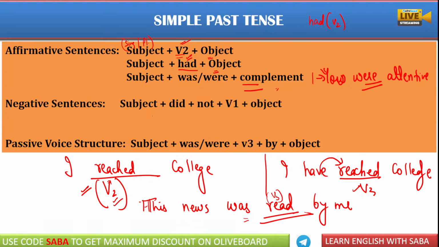V3 cannot act as a main verb. Krishan, not at all. V3 alone cannot act as a main verb. So if it is acting as a main verb, it will be the V2 form. You will call it V2, not V3.